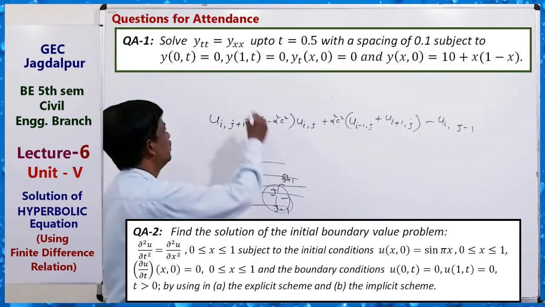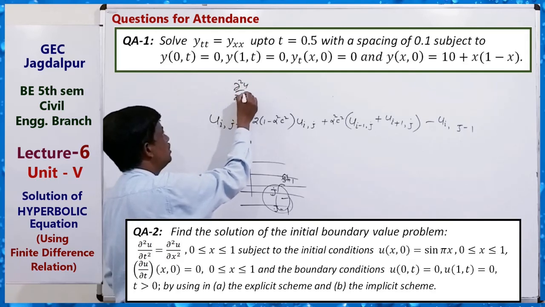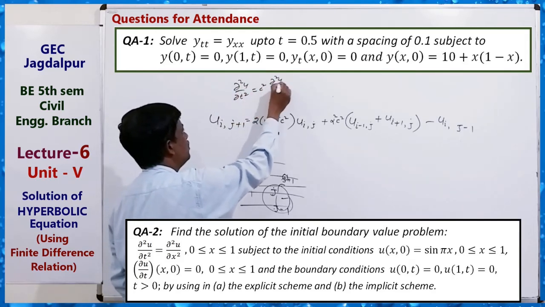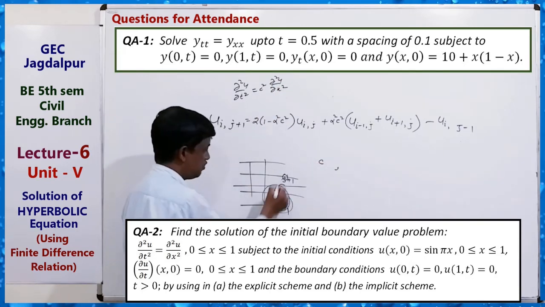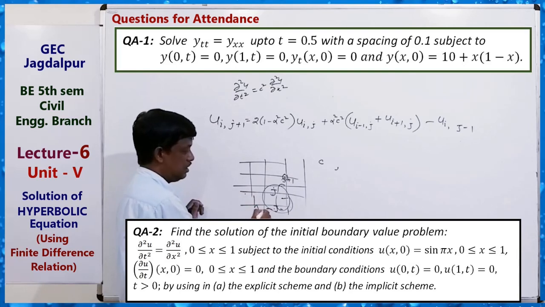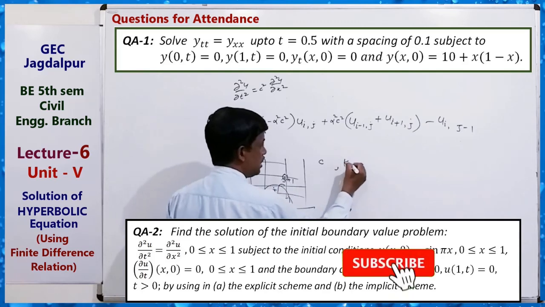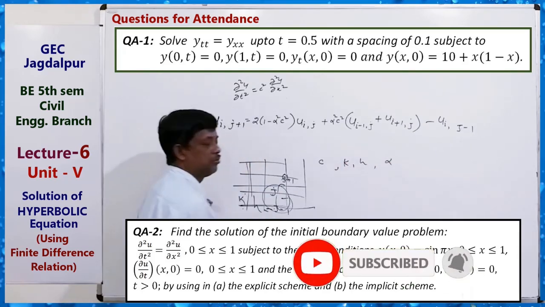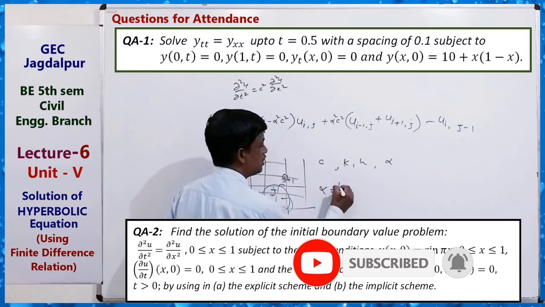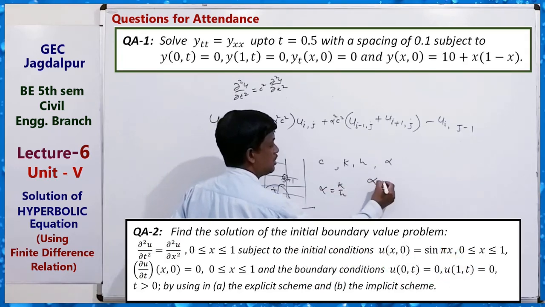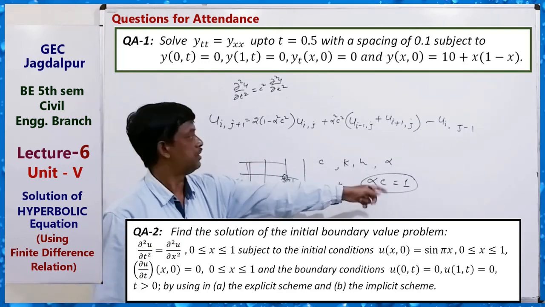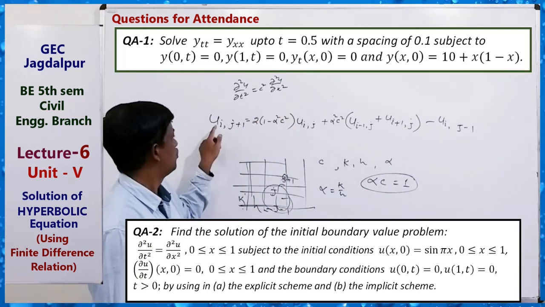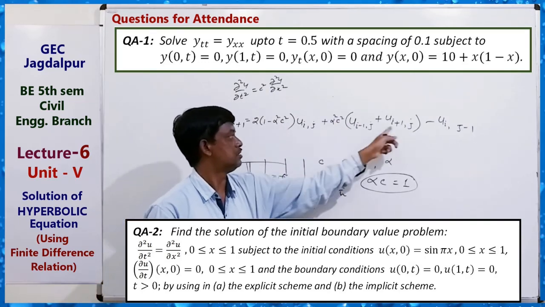For solving del 2u upon del t square equals c square del 2u upon del x square, here c, k, h and alpha, these four quantities are there. k is the spacing along this, h is the spacing along this. So what is alpha? Alpha equals k by h. We try to choose it like this, so that if we can make it, then this term will vanish. So our formula will be just this equals to this.